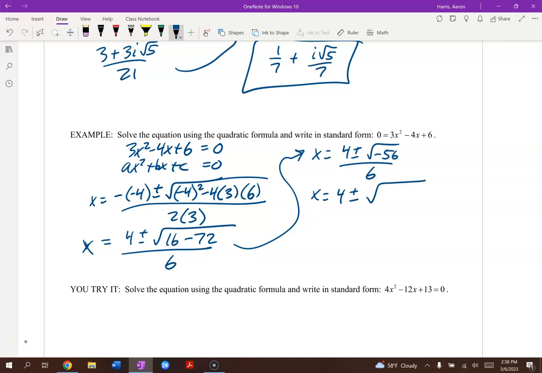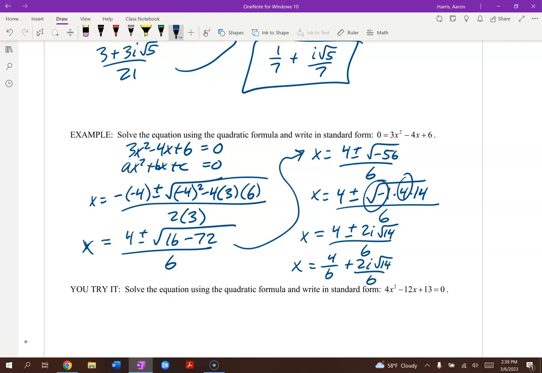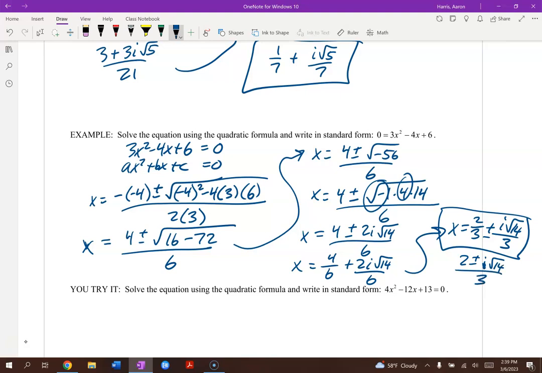And now at this point, we can actually do this now. This is -1 times 4. 4 and 14 is 56. Square root of -1's i. Square root of 4 is 2. So I got 2i root 14 all over 6. So each of these will, so I got 4/6 plus minus 2i root 14 over 6. So I got 2/3 plus minus i root 14 over 3. You could also say 2 plus minus i root 14 all over 3. Either of those, of course, is proper.